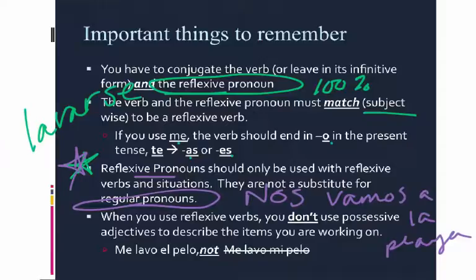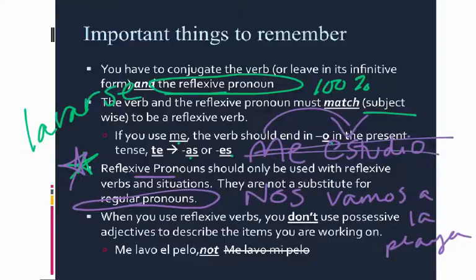I could say nosotros vamos a la playa cada semana or whatever, and I couldn't say me estudio para la clase de español. No, that means I study myself. Am I studying myself? No, I'm studying Spanish. It would be yo estudio or me visto para la escuela. I dress myself for school. So reflexive pronouns should not be used outside of reflexive verbs and situations.